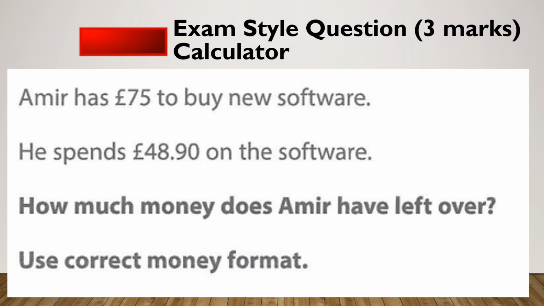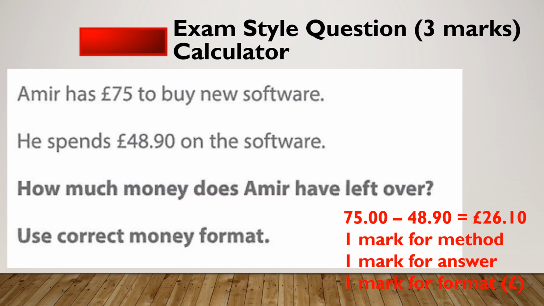Okay, let's do one more. Amir has £75 to buy new software. He spends £48.90. How much does he have left? Okay, let's check out that answer. Hopefully you got £26.10. Again, 1 mark for a takeaway, 1 mark for your answer, and 1 mark for that pound sign, and that zero.